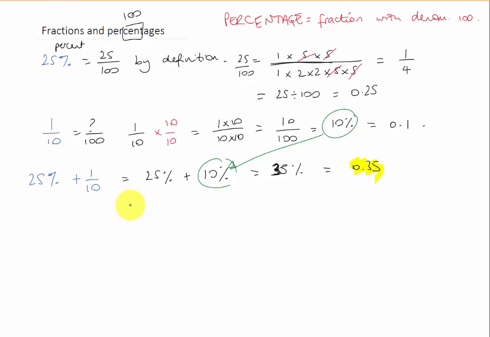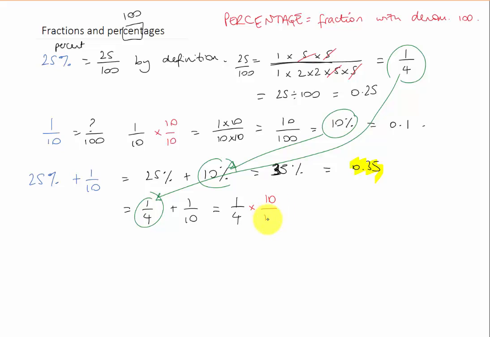Now we can have two fractions as well. So we need to take the 1/4 that we calculated up here, plus 1/10. Now we have to find a common denominator for those. So that's 1/4 times 10 over 10. Look back on the video about adding and subtracting fractions if this is confusing. So plus 1/10 times 4 over 4.